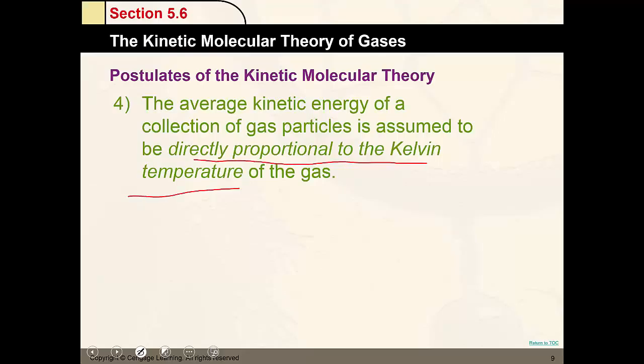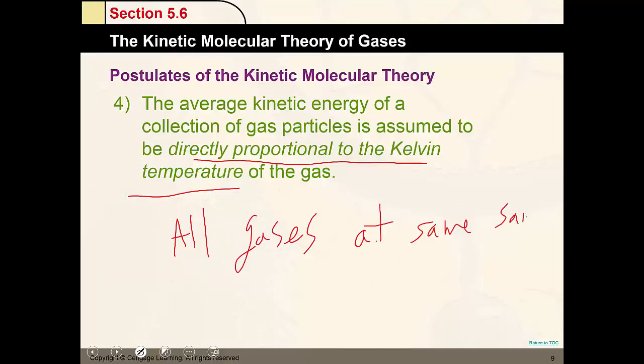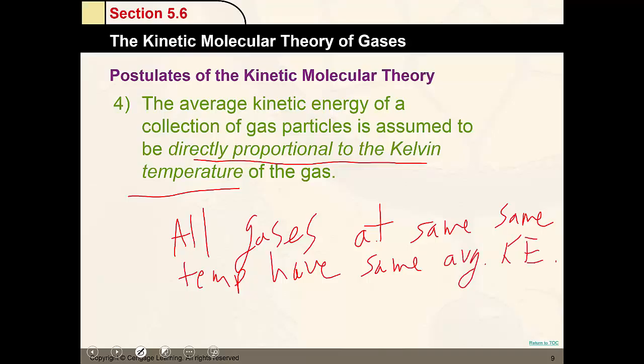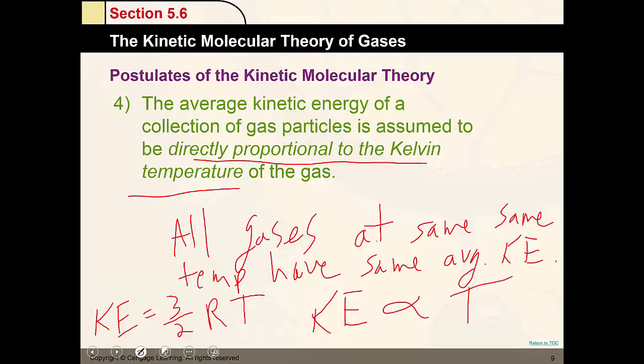Okay, then the fourth postulate or fourth assumption we make is that the kinetic energy is directly proportional to Kelvin temperature. So that means all gases at the same temperature have the same average kinetic energy. So that means if you have gases at the same temperature, hydrogen, nitrogen, oxygen, they all have the same kinetic energy. So if all three are at STP, they all have the same kinetic energy. And obviously the higher temperature means greater motion, greater velocity. So kinetic energy is directly proportional to temperature, and the relationship is kinetic energy is 3/2 R, the universal gas constant, times the temperature in Kelvin. But all you need to know is the fact that kinetic energy is directly proportional to the Kelvin temperature.